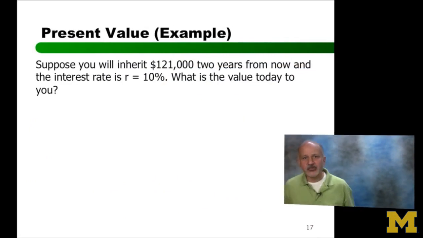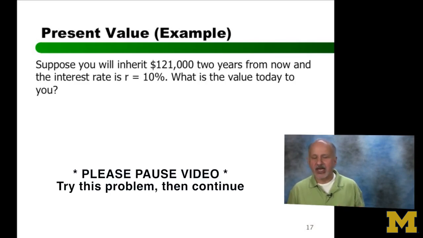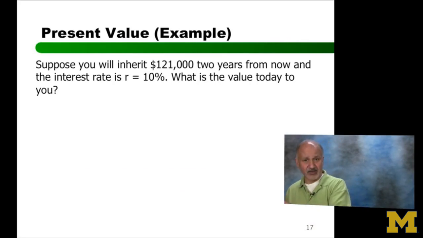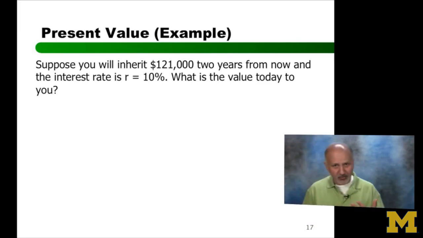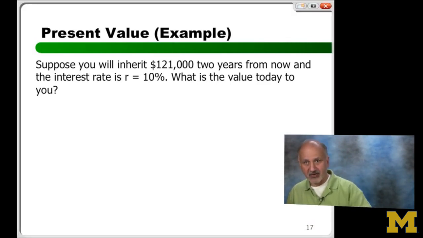However, let's do this problem. Suppose you will inherit $121,000 2 years from now and the interest rate is 10%. How much does it mean to you today? In other words, ask yourself the following question. If you were to put $100,000 in the bank, how much would it become? 121,000. I'm giving you the answer already. And the reason is I know, because I've created this problem, that the answer to this question turns out to be $100,000. So let's see how I got that.